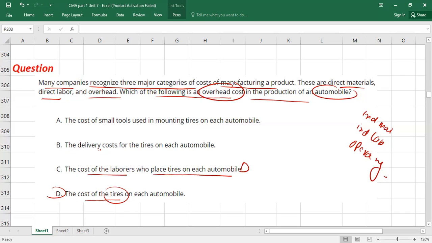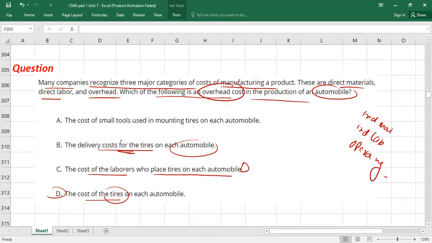Then what about delivery cost for the tires on each automobile? Let me tell you guys, maybe you don't know this, I'm going to highlight. For example, I bought a tire from you for $10, and you are going to charge $2 as delivery charges. For me, tire cost will be 12, not 10. So that is where delivery cost for the material is included. Delivery cost of the tires will be part of direct material. You understood what I'm saying?